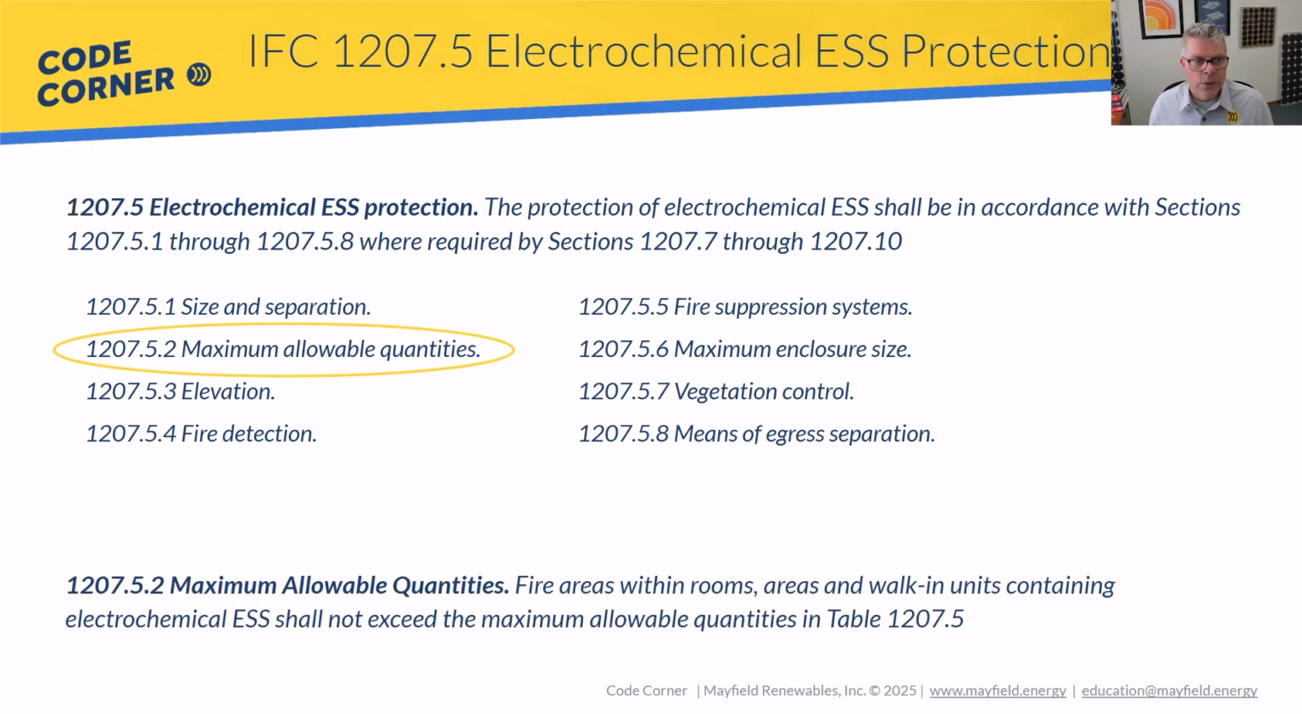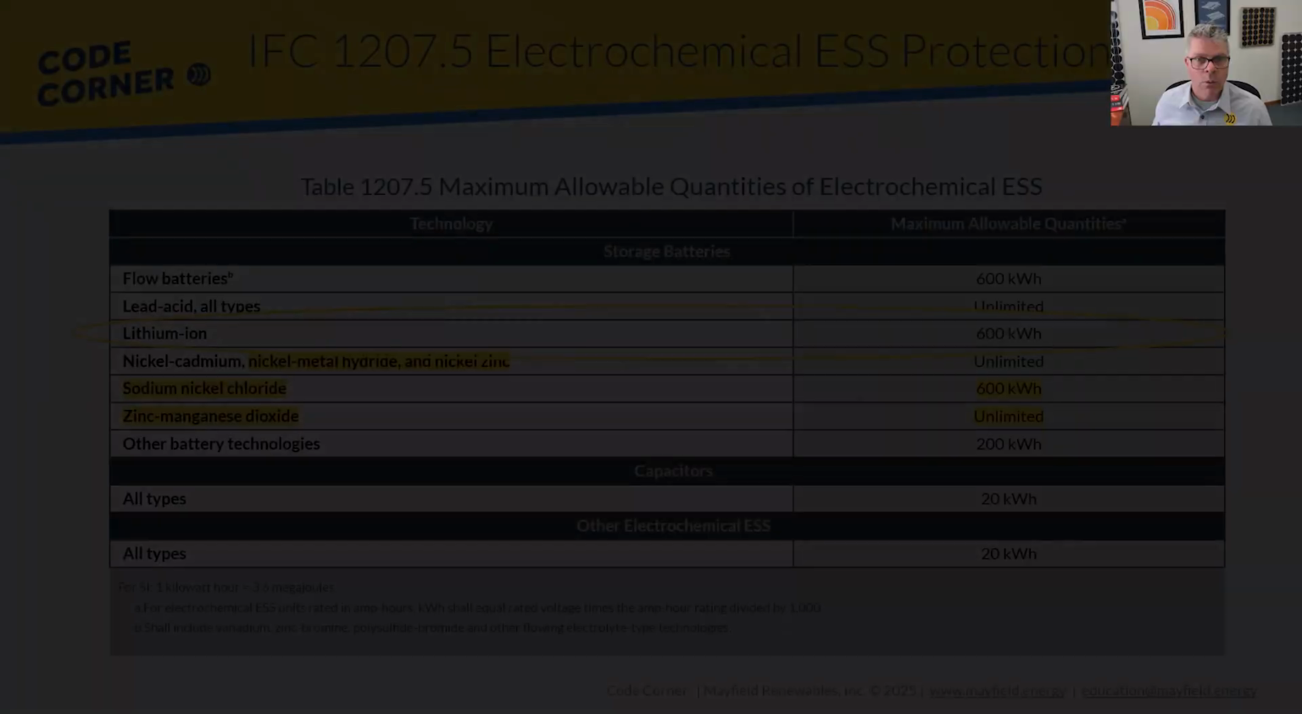With regards to the maximum allowable quantities, we have a table that we're about to look at here. In 1207.5.2, the charging language talks about how, in these specific areas, we're not going to be able to exceed the allowable quantities that are in table 1207.5. So this will be the base of what we're going to talk about, and then of course we have to talk about what happens if we go above those values. There are provisions and allowances for that, but first, let's look at what that base value is.